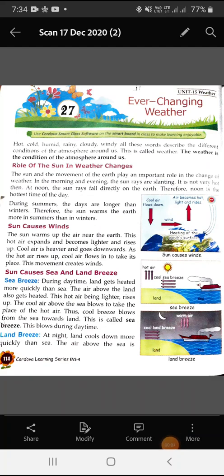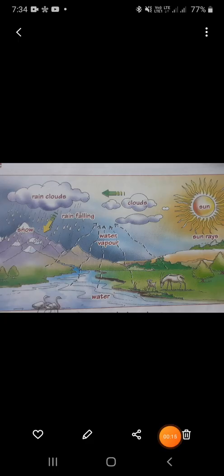Part 3 of chapter 27, Ever Changing Weather. One more important part of the weather is the water cycle. Let us understand what is the role of the sun in the water cycle. Have you ever wondered how it rains or what causes rain?